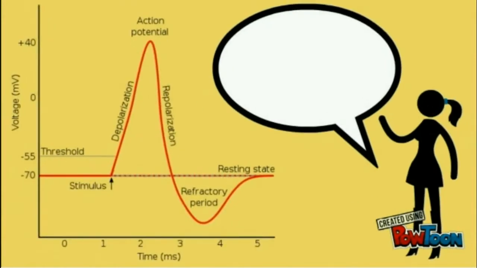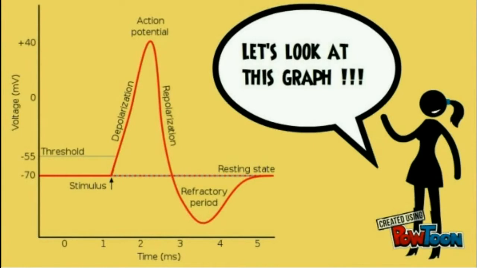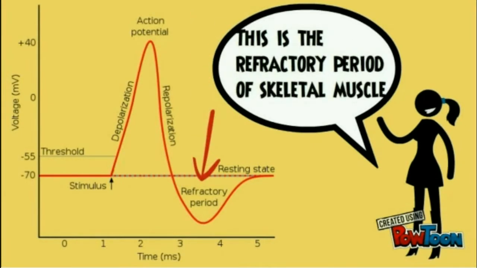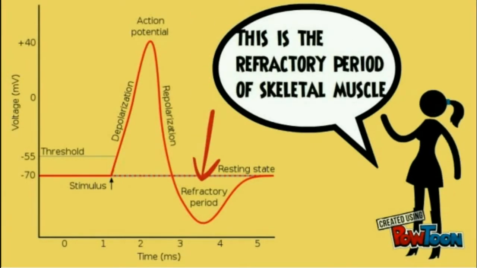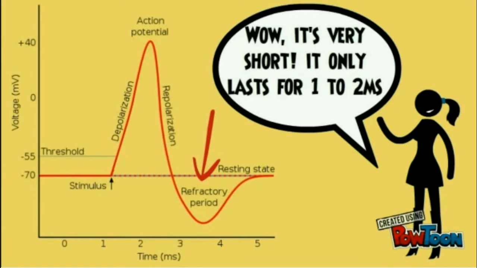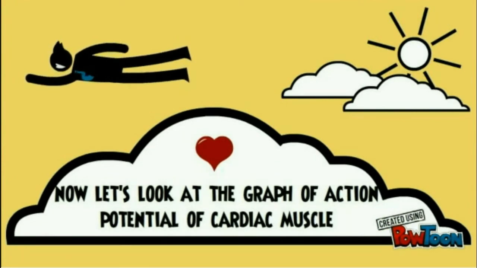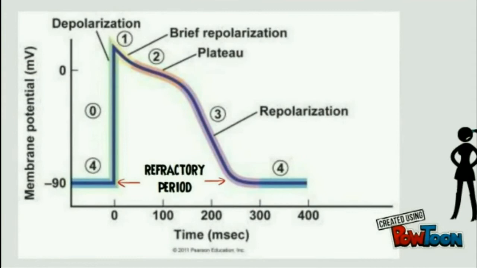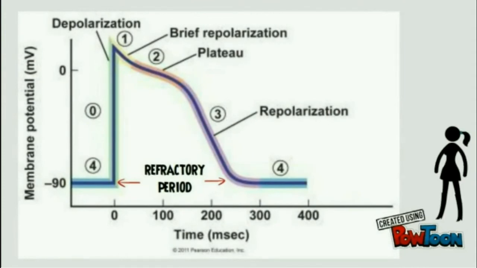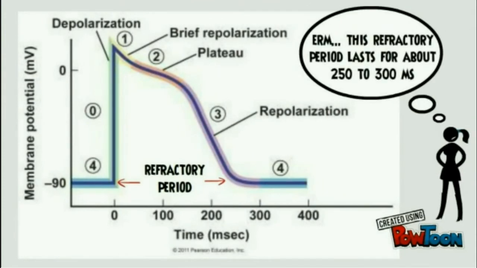This is a graph showing the action potential of skeletal muscle. Let's look at it. This is the refractory period of skeletal muscle. Wow, it's very short. It only lasts for 1 to 2 milliseconds. Now, let's look at the graph of action potential of cardiac muscle. This is the refractory period of cardiac muscle. This refractory period lasts for about 250 to 300 milliseconds.